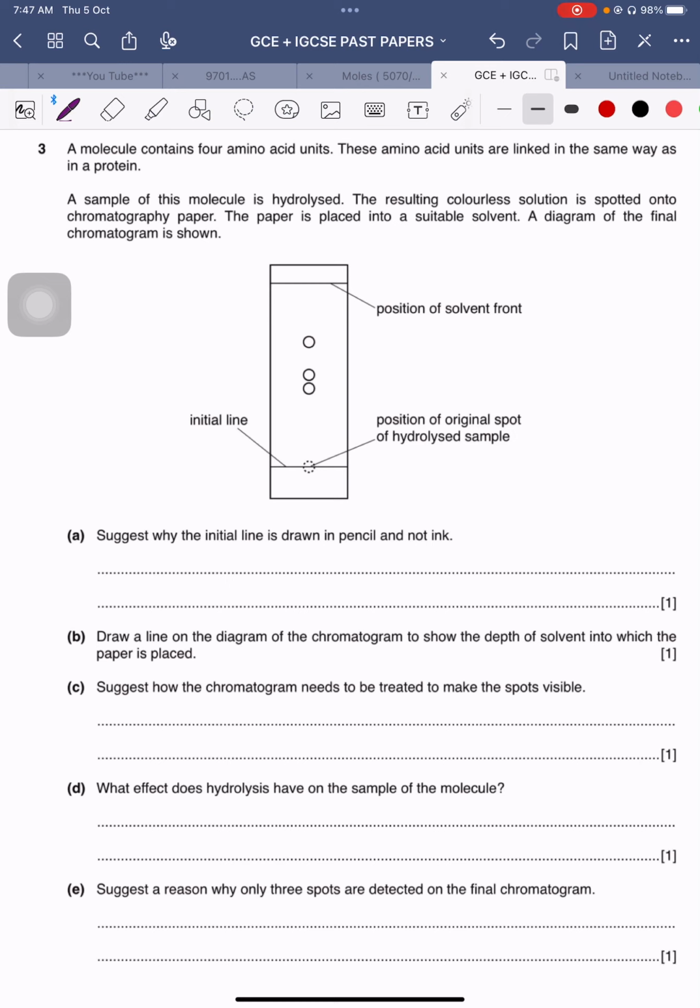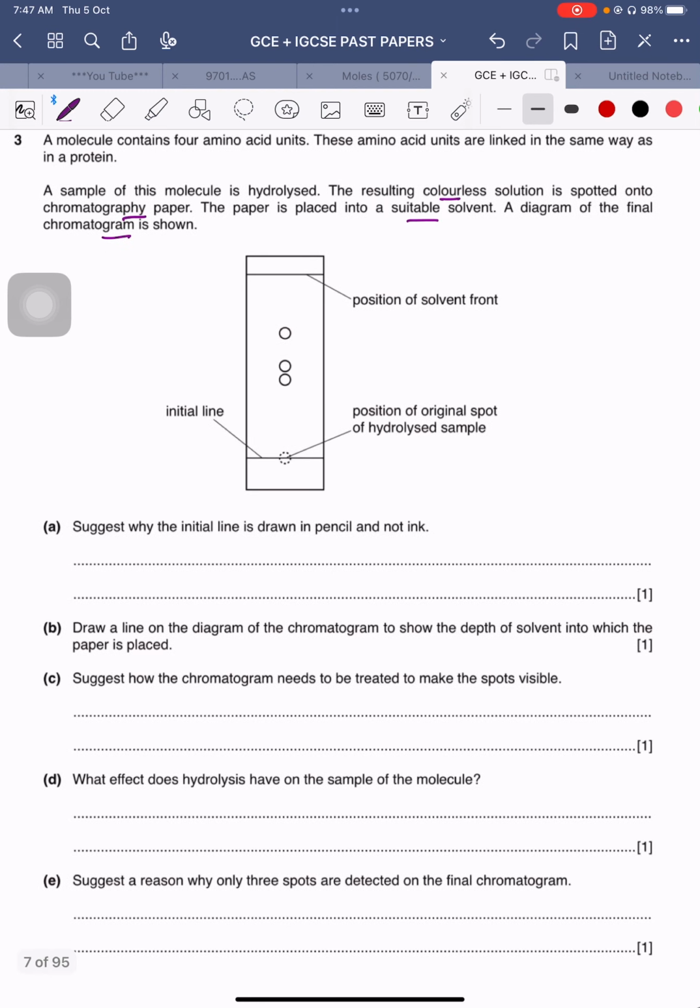A sample of this molecule is hydrolyzed, the resulting colorless solution. They are pointing it out very clearly. The colorless solution is spotted onto chromatography paper, which is called a chromatogram. The paper is placed into a suitable solvent. A diagram of the final chromatogram is shown. Okay, now we can see the initial line. So that's why the initial line is drawn in pencil and not in ink.